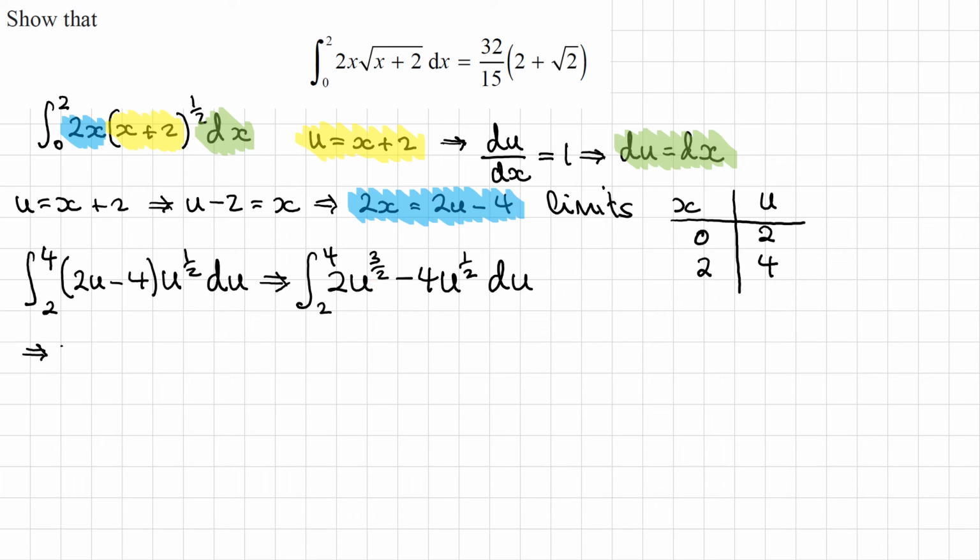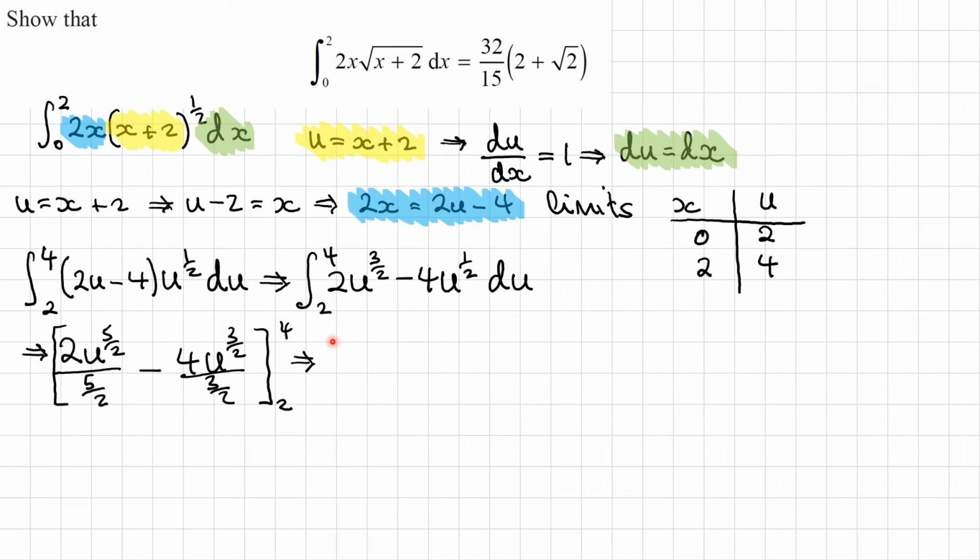So I will have 2u to the power 5 over 2 divided by 5 over 2, and then minus 4u to the power 3 over 2 divided by 3 over 2, and the limits of 2 and 4. Let's tidy up what we've got in the brackets. It will be easier to work out when I get these fractions and numbers worked out.